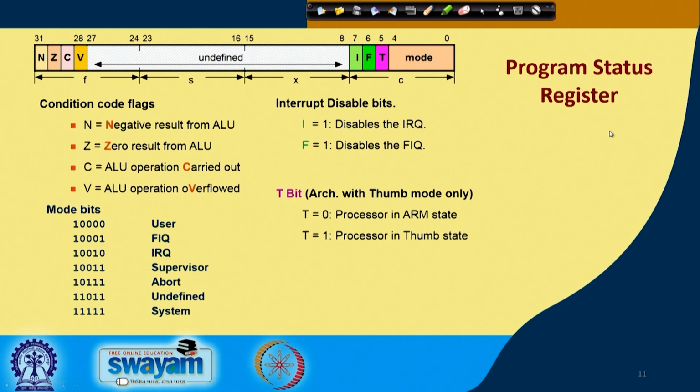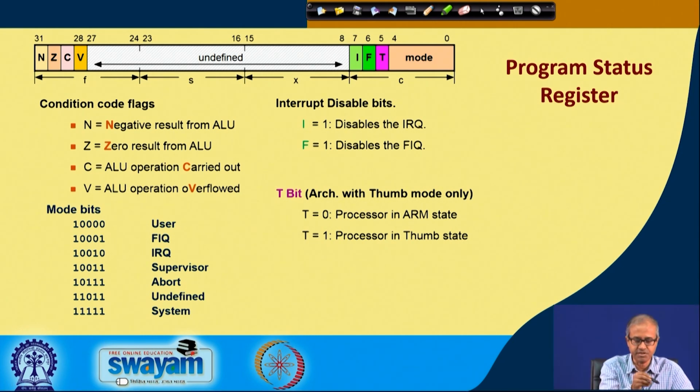Now, talking about the CPSR once more, this is again the picture of the CPSR I showed earlier. The last 5 bits are the mode bits. The specific bit combinations are shown here. For the 7 modes, the mode bit combinations are defined like this: 10000 means user mode, 10001 is FIQ mode, and so on.